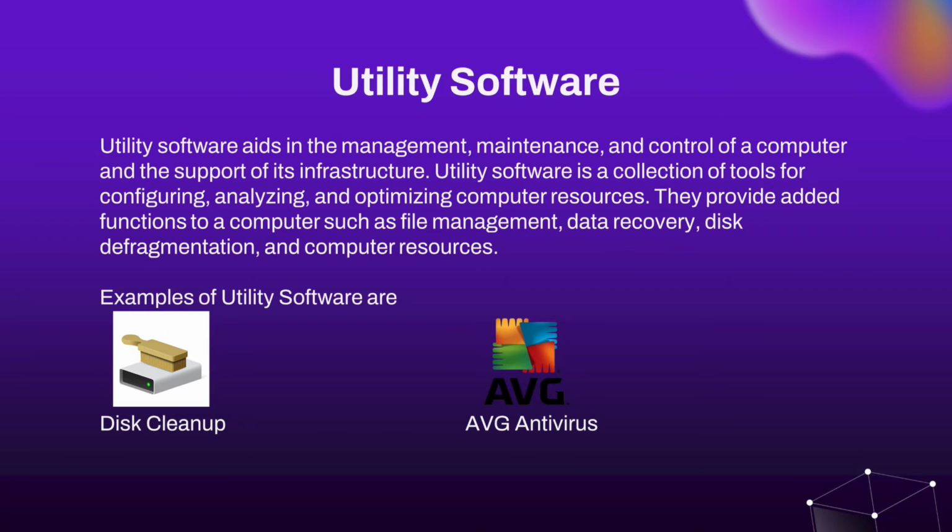Utility software. Utility software aids in the management, maintenance, and control of a computer and the support of its infrastructure. Utility software is a collection of tools for configuring, analyzing, and optimizing computer resources. They provide added functions to a computer such as file management, data recovery, disk defragmentation, and computer resources. Examples of utility software are disk cleanup and AVG antivirus.